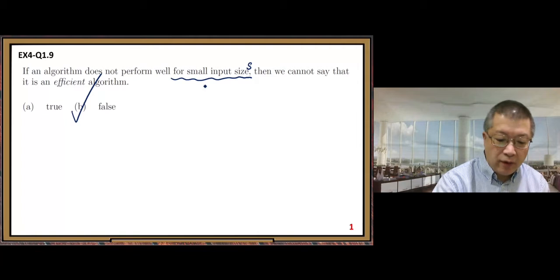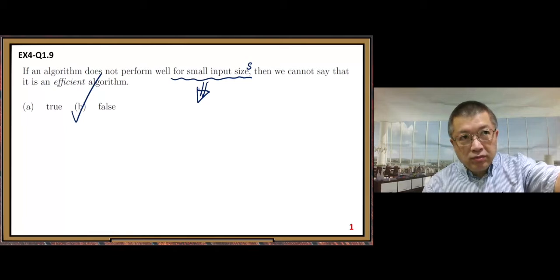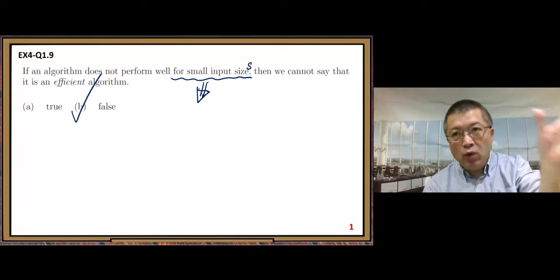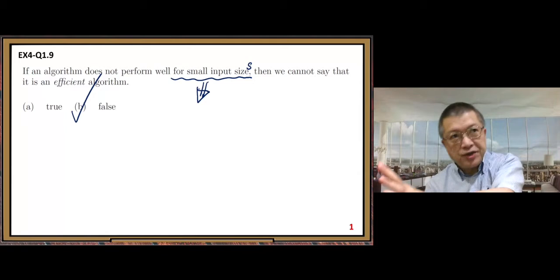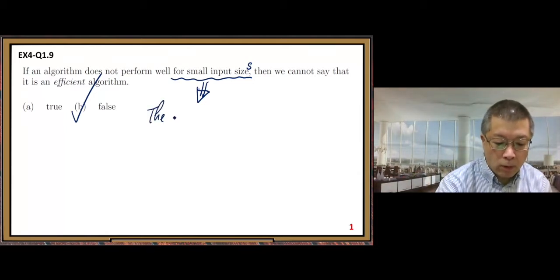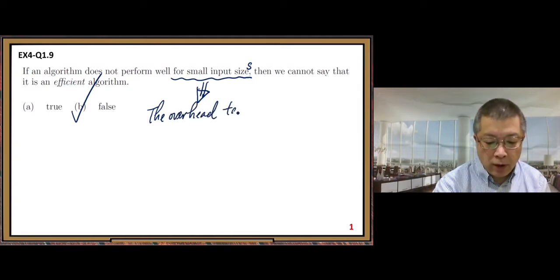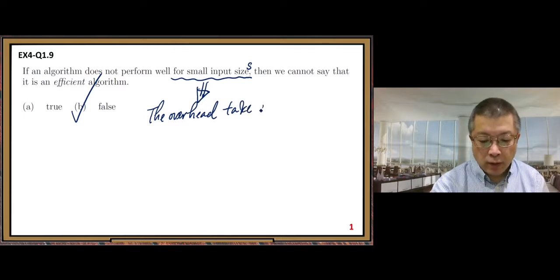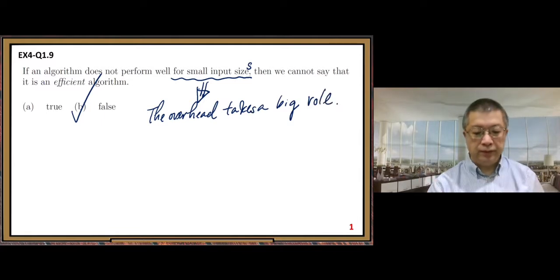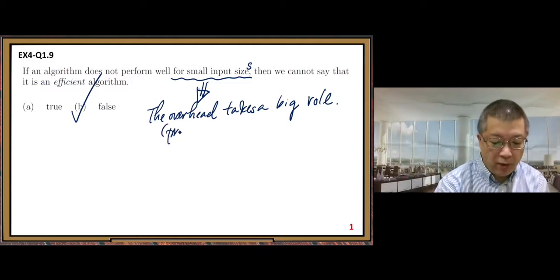The problem is here. When we consider input cases with relatively small sizes, then the overhead takes a big role. So what is the overhead? What do you mean by overhead? It is the preparation part.